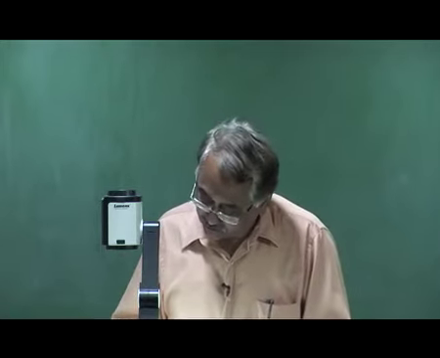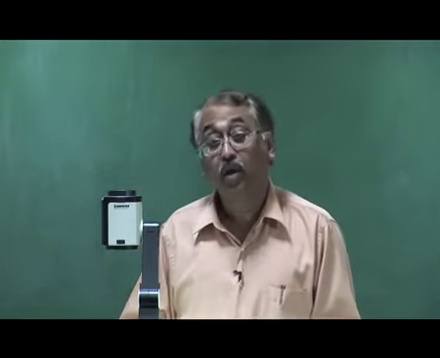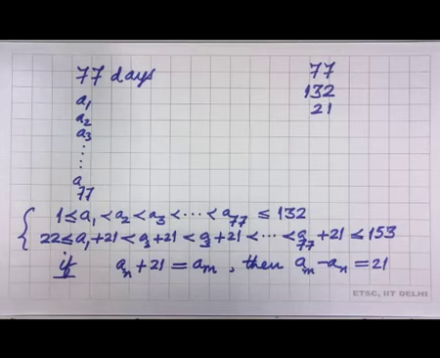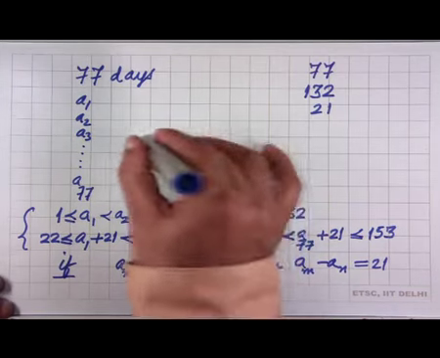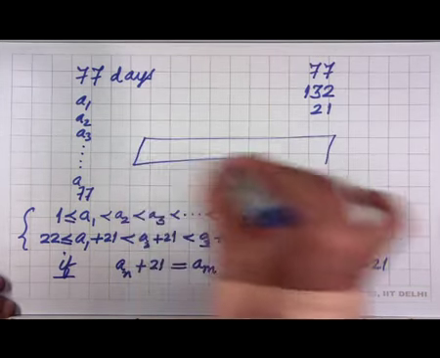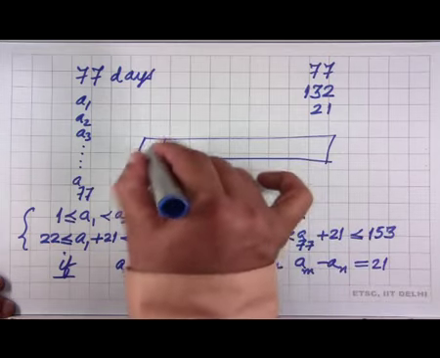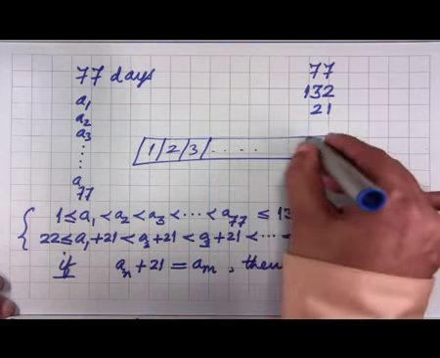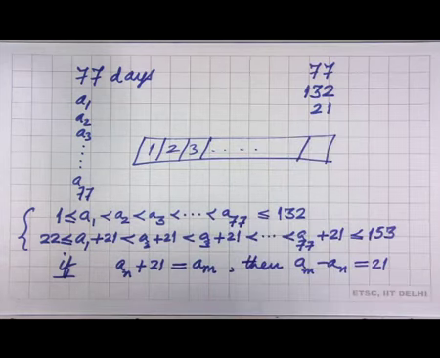What can I say about the sequence of 77 numbers between A1 and A77? Well, for starters, they're distinct positive integers. For another, they are between 1 and 132. All right. So I'm going to have this box. This box is going to have numbers 1, 2, 3. And I'm going to, right now, not label the last one. I will leave that for just now.